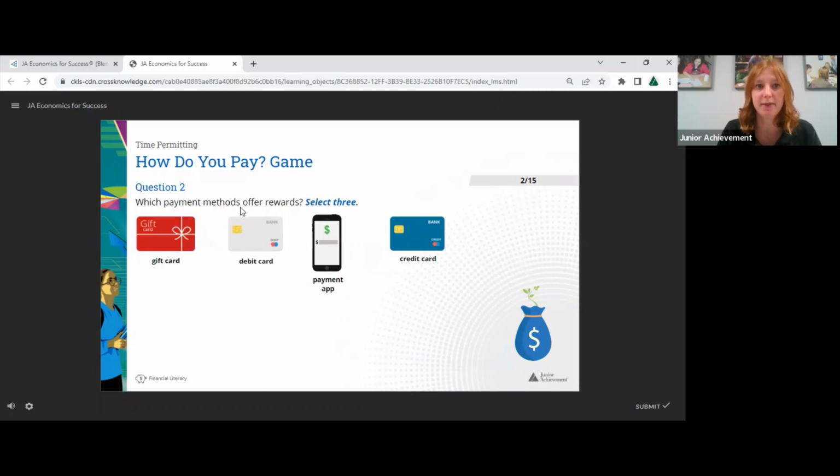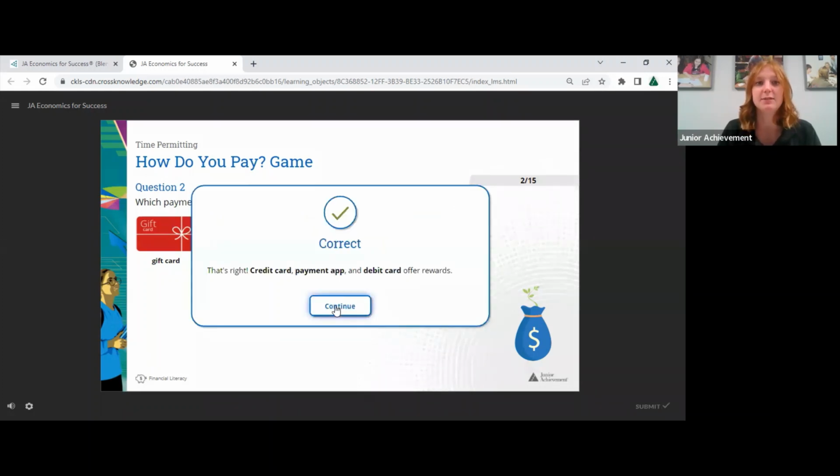Question 2 is, which payment method offers rewards? Select 3. Make sure your students are reading. Are they supposed to be clicking 1 or 3? Which one offers rewards? These 3. I think I have it right. We're going to hit submit and continue.